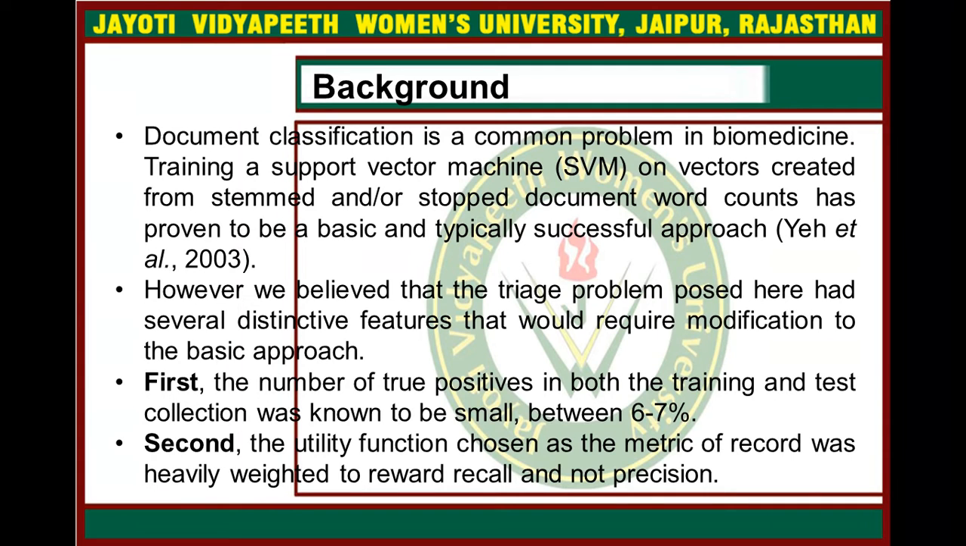the basic approach. So the first is the number of true positives in both the training and test collection was known to be small, between 6 to 7%. And the second is the utility function chosen as the metric of record was heavily weighted to reward recall and not precision.